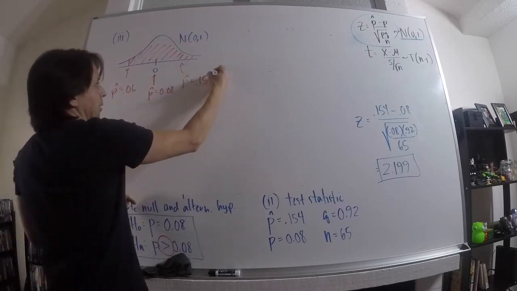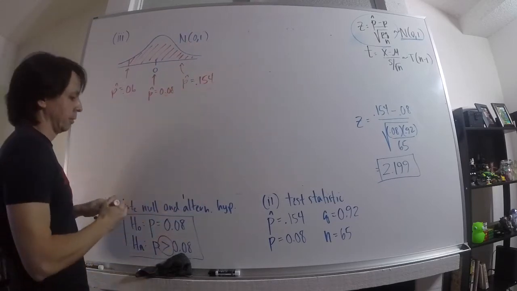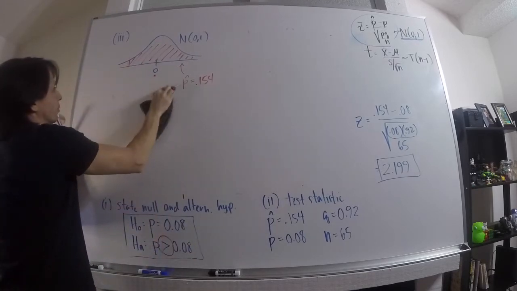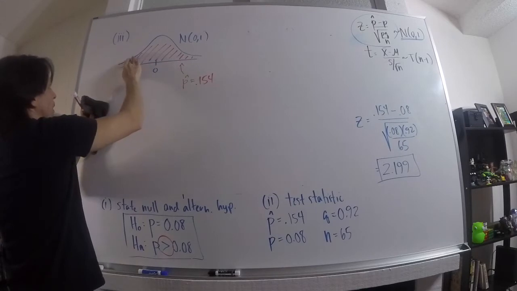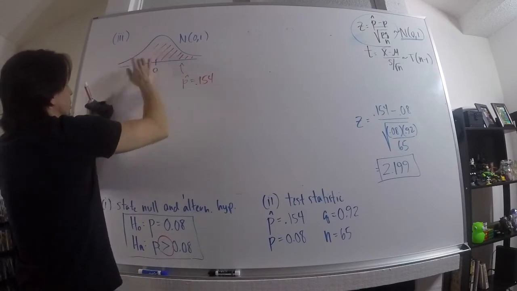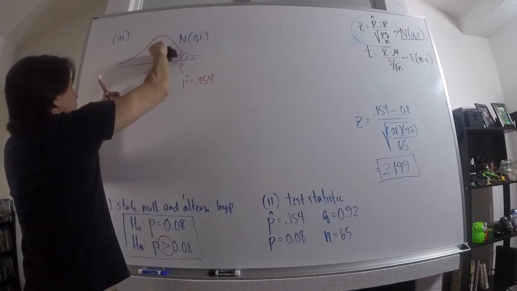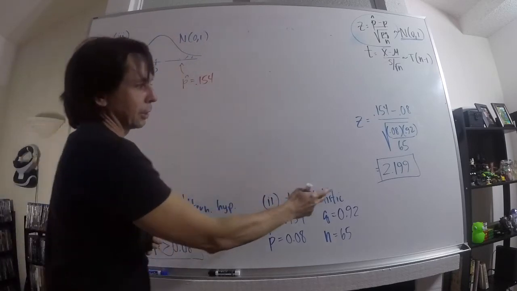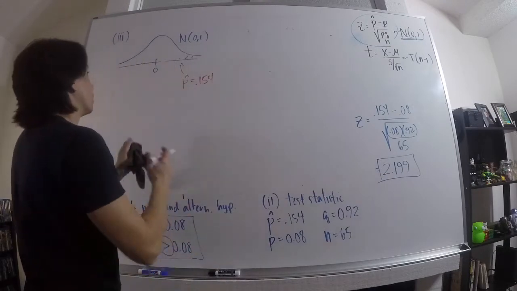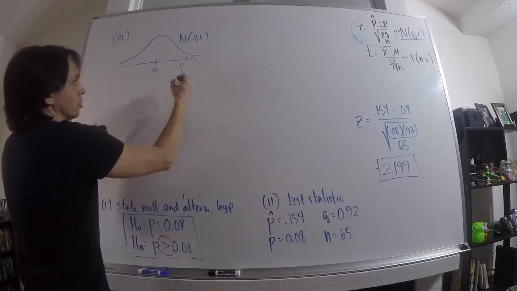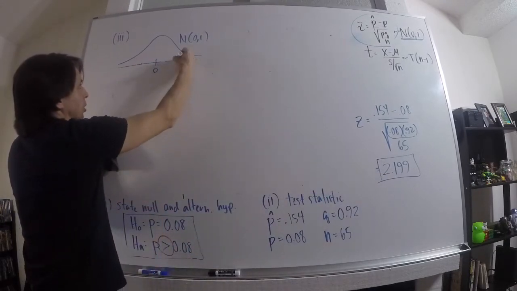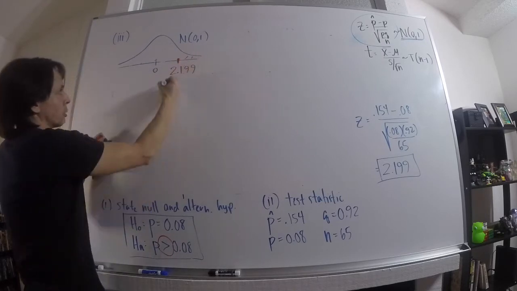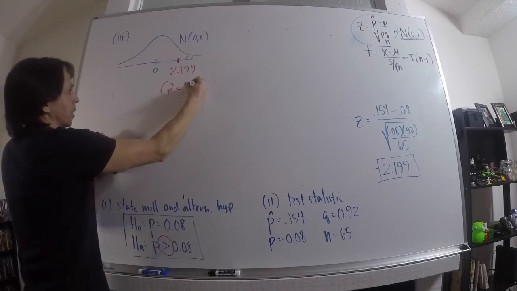And if you get a p-hat of 0.154, you're going to get a z-score that's on the right. How far to the right? Well, we just figured it out. That's the z-score that we get from a p-hat of 0.154. So the value that's actually on here is the z-score of that p-hat value. So that z-score came from a p-hat of 0.154.